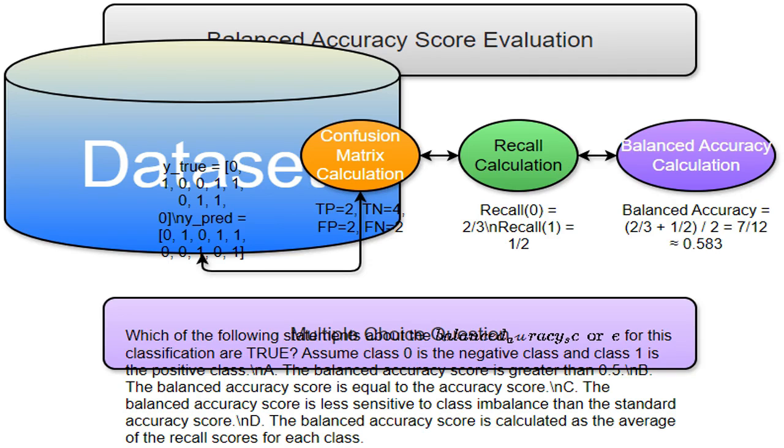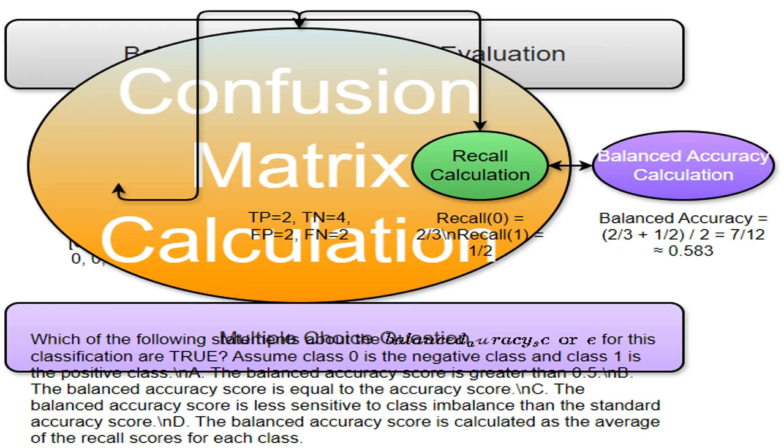I'm given two lists. Y_true represents the actual class labels, 0 or 1, and Y_pred shows the model's predictions. I'll use these lists to calculate the performance metrics of the classification model. I'll calculate the confusion matrix.